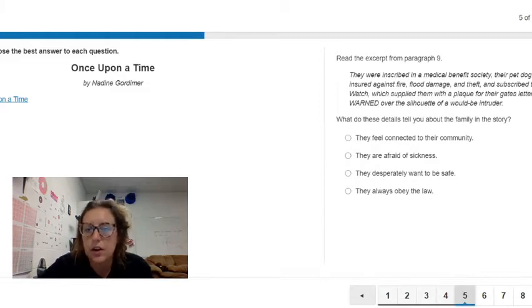Okay. Read the excerpt from paragraph 9. "They were inscribed in a medical benefits society. Their pet dog was licensed. They were insured against fire, flood damage, and theft, and subscribed to the local neighborhood watch, which supplied them with a plaque for their gates lettered, 'You have been warned,' over the silhouette of a would-be intruder."